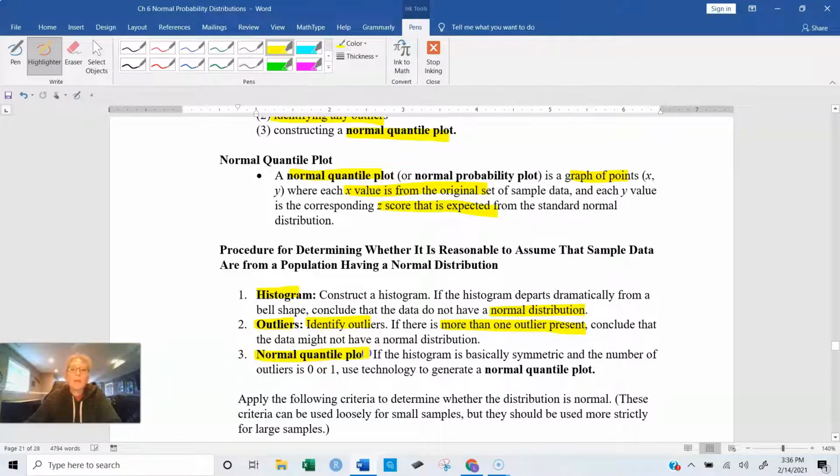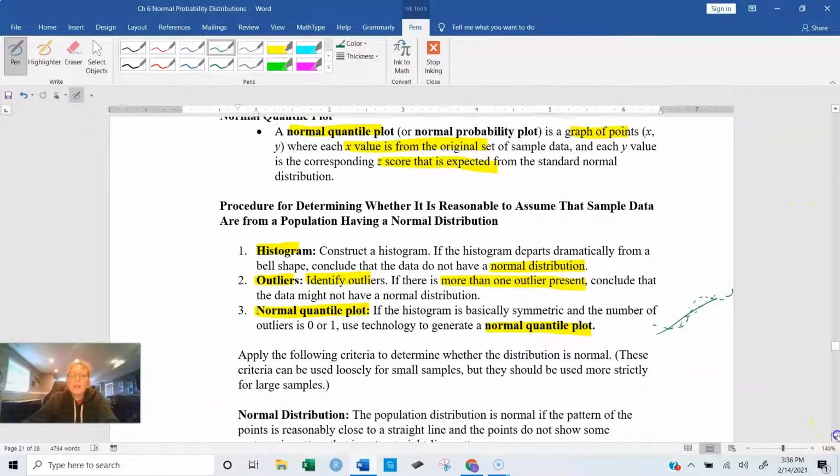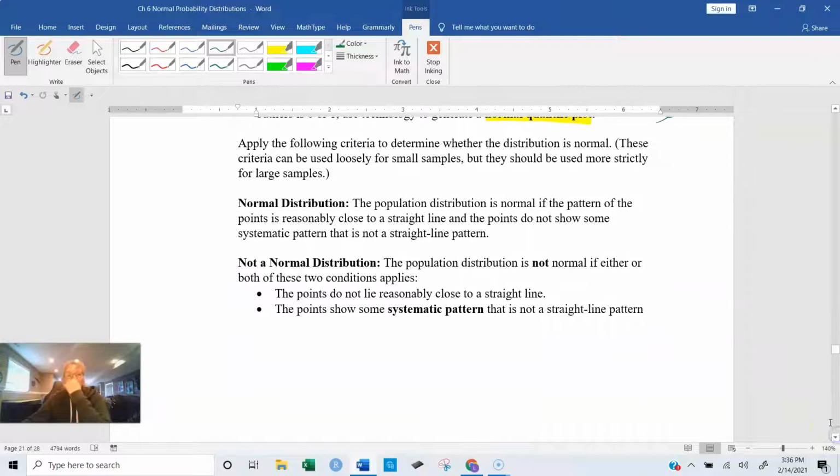The normal quantile plot: if the histogram is basically symmetrical and the number of outliers is 0 or 1, okay, we're going to use our StatDisk to find our normal quantile plot. And remember, it has to be relatively close to that straight line, like this. All the dots have to be here. And there can be no pattern, like it cannot be a pretty little wave. That's bad. We're going to look at these criteria to see if this works.